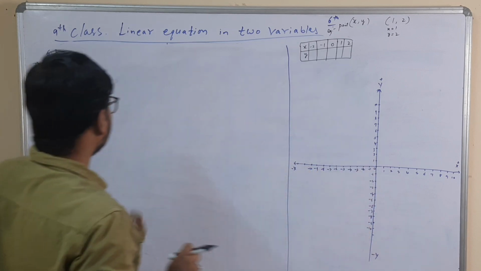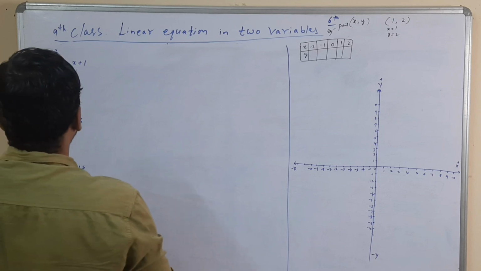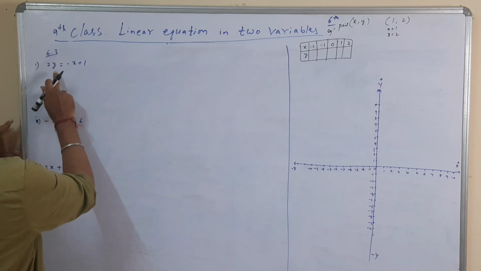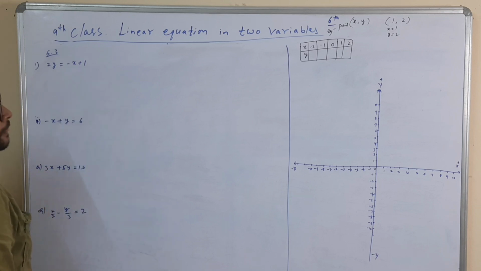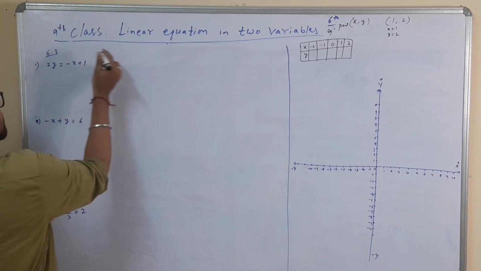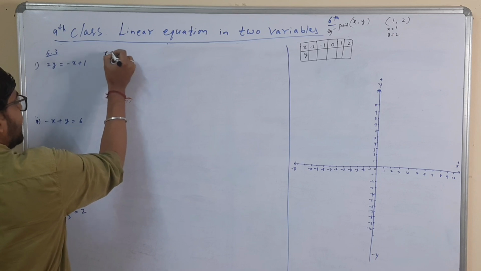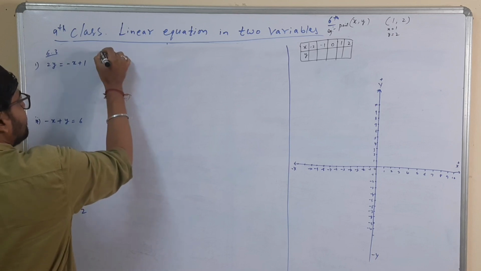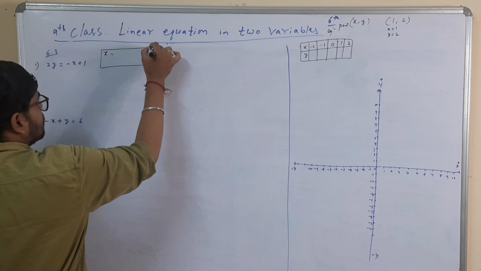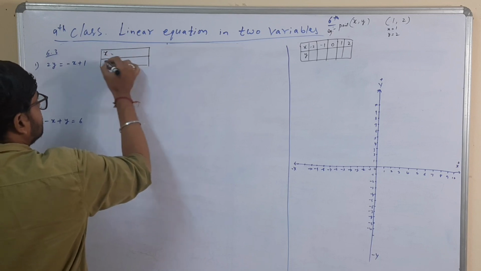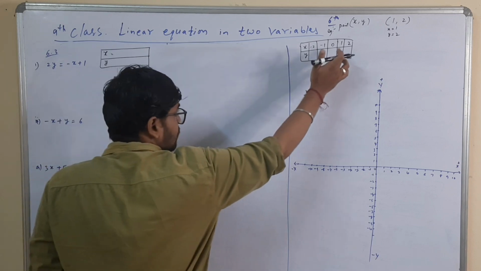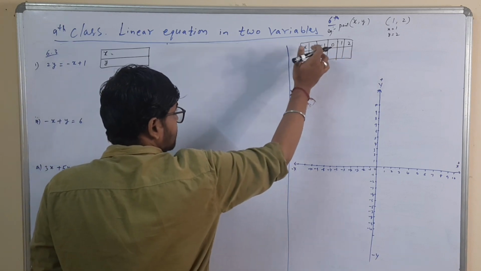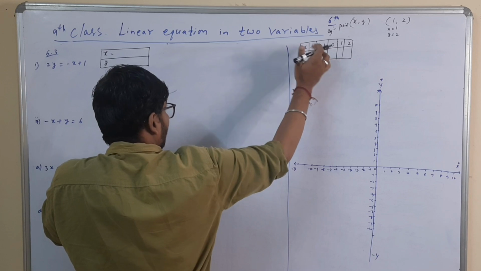Okay, so first we will do the first question. In this one, see, 2y is equal to -x plus 1. We go for that equation. For this equation I have to take x values. Better we take a table so that we get values. We can take 0, 1, 2, -1, -2, so 5 values are there.